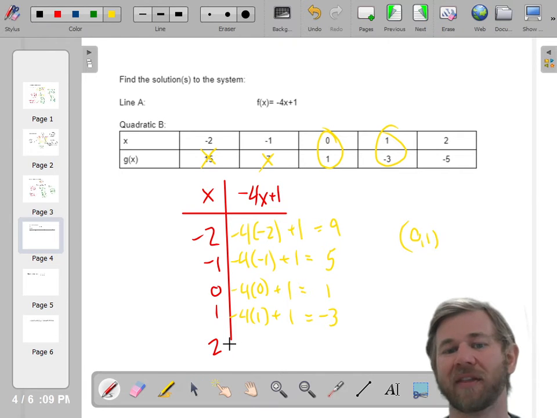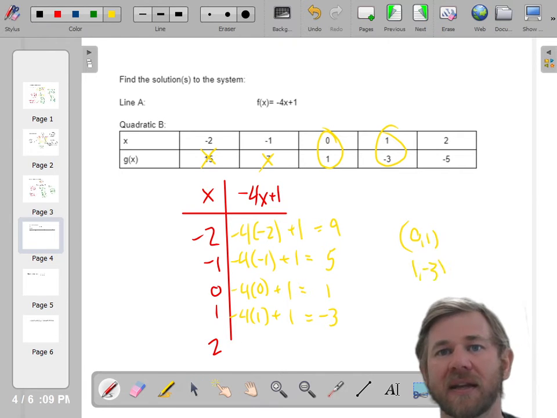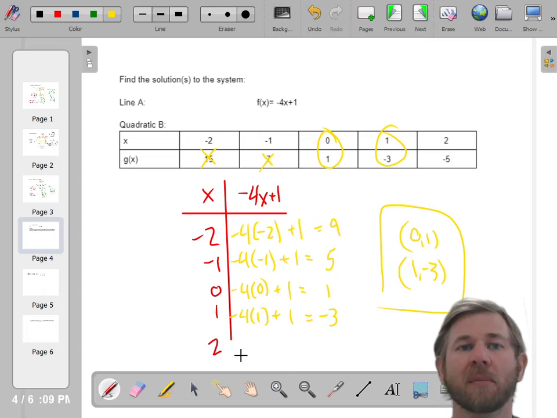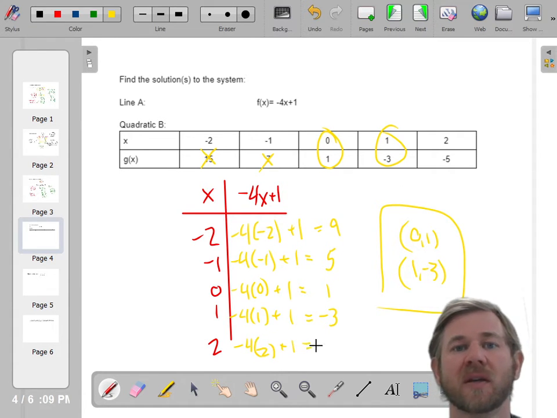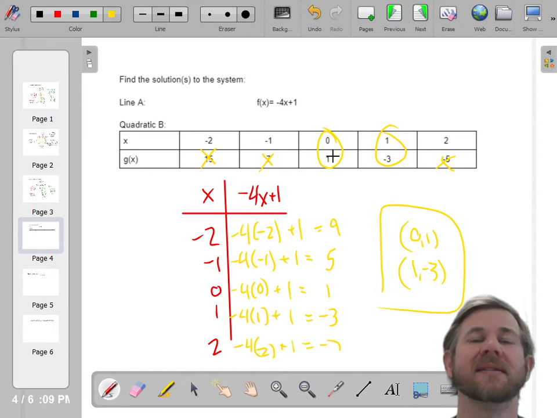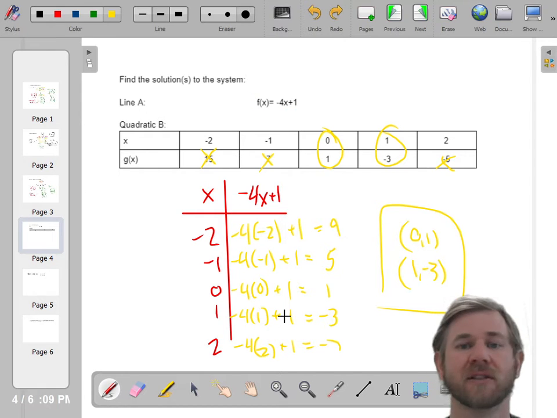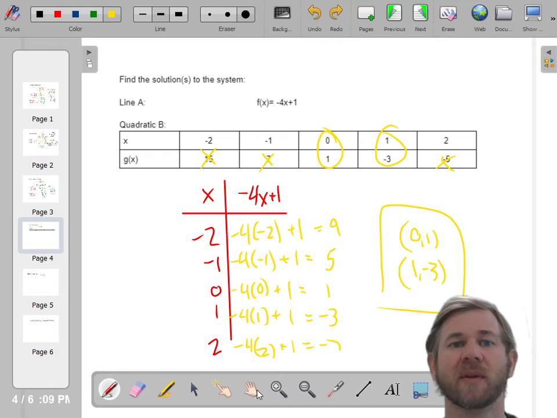Now, I don't think I can have a third solution because I don't think a line can intersect with a quadratic more than once. But just to be sure, let's plug in 2. So negative 8 plus 1 is negative 7. All right, well, that's not negative 5. So you find which x's give you those y's by plugging it into the line, and that'll tell you basically the solution set. When we say solution, that's where they intersect.